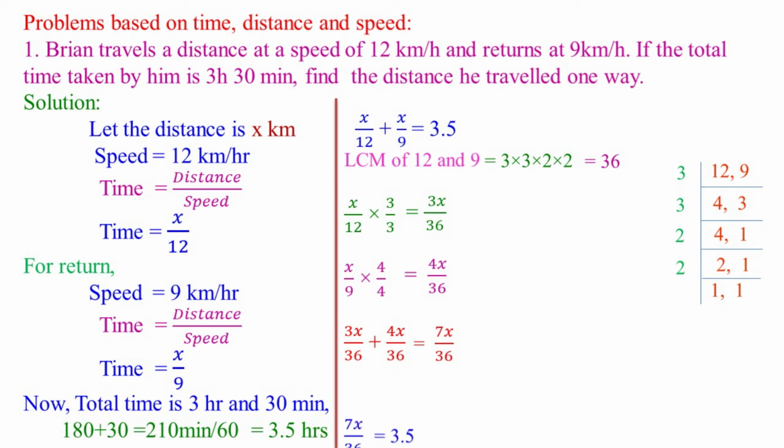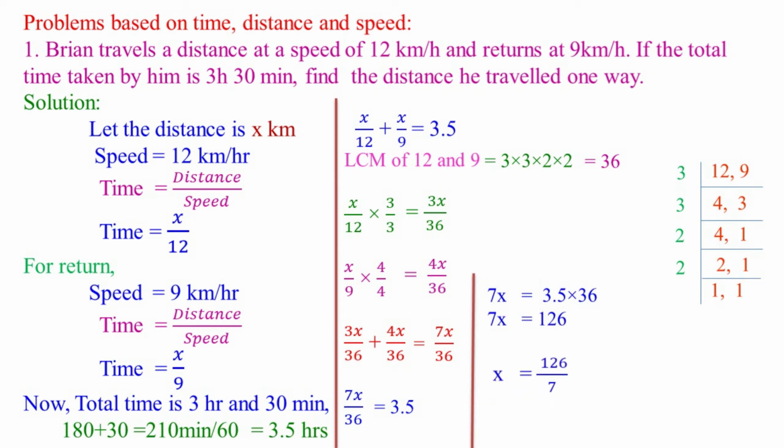Now this 7x by 36 is equal to 3.5. We have to find the value of x, which is the distance. For that, you have to transpose the number other than x to the right hand side. Now transpose 36. So 7x equal to 3.5 into 36. On multiplying, we get 7x equal to 126.